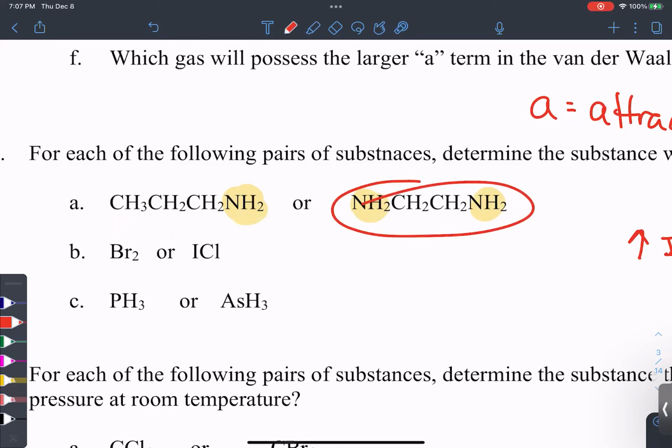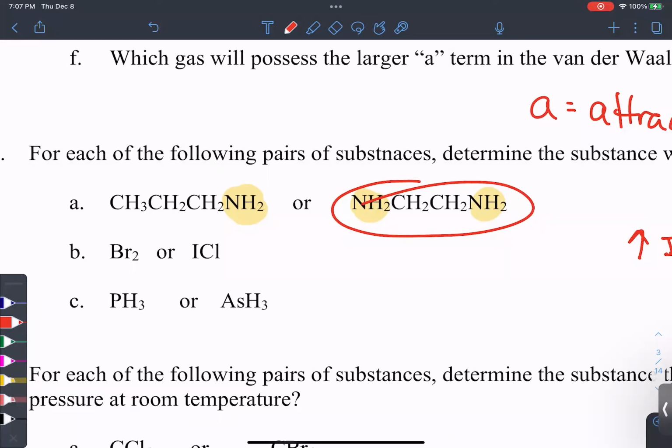Let's think of it, IMFs are attractions. If your liquid particles are really attracted to one another, is it going to be hard to send them into the gas phase? Yeah, it's going to be real hard. So you're going to see a higher boiling point temperature. You're going to see a higher enthalpy of vaporization. A lot of these concepts are connected to one another. They all stem from IMFs.